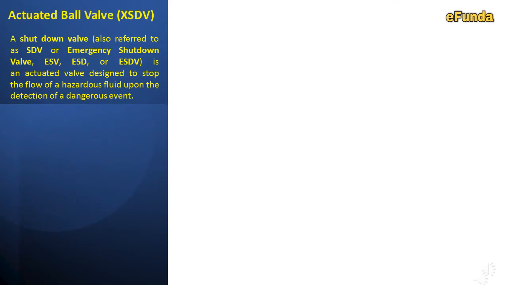A shutdown valve, also referred to as SDV or emergency shutdown valve, ESV, ESD or ESDV, is an actuated valve designed to stop the flow of a hazardous fluid upon detection of a dangerous event. In other words, if any emergency occurs and some hazardous liquid is flowing in the field, then we have to stop that flow. For that reason we are using shutdown valves.